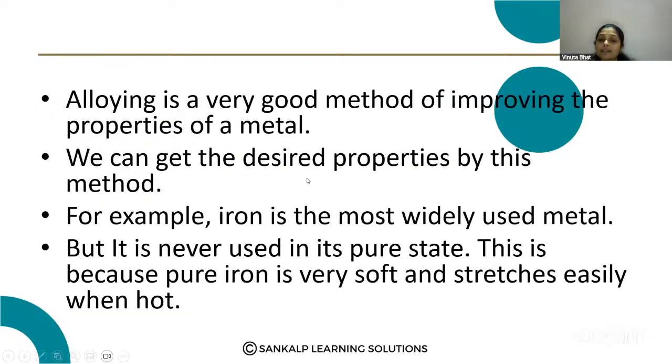So we can get the desired properties by this method. By combining two or more metals, we can get the desired properties. For example, iron is a widely used metal, but it is never used in its pure state. This is because pure iron is very soft and stretches easily when hot. So we commonly do not use pure iron, because it is very soft and stretches easily.